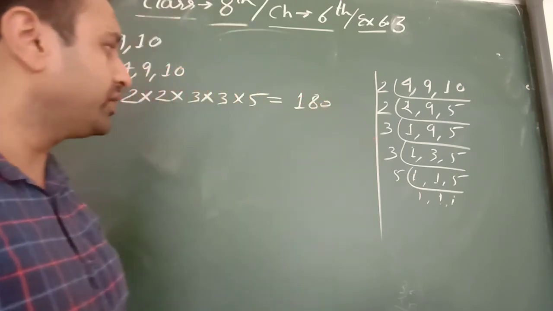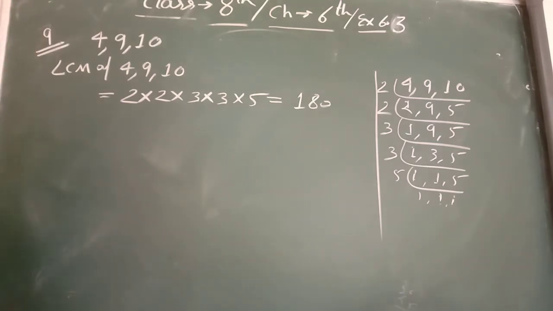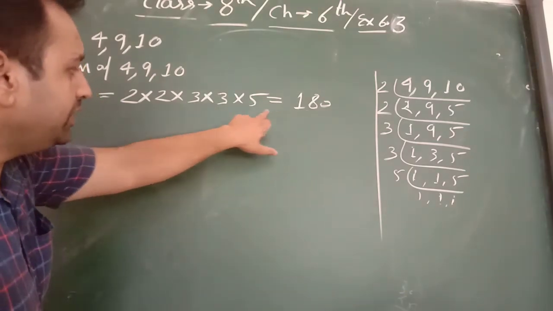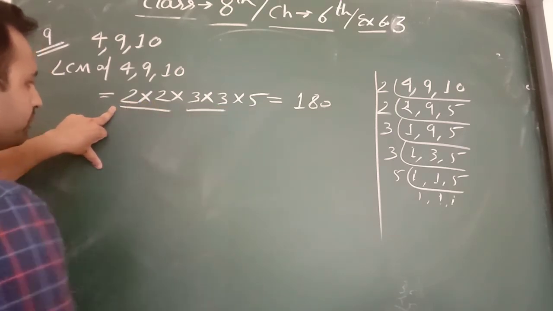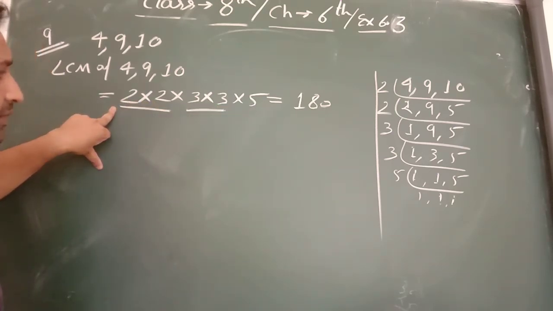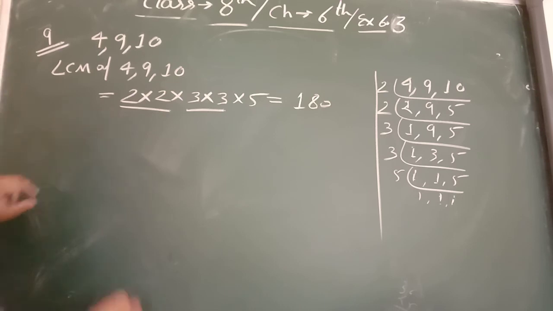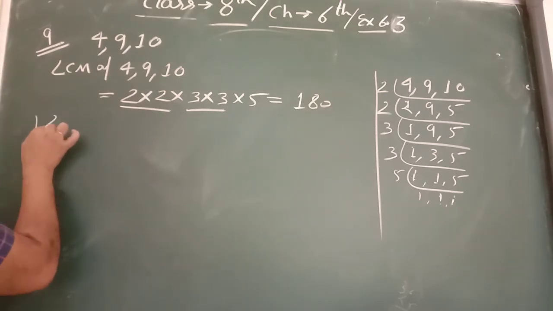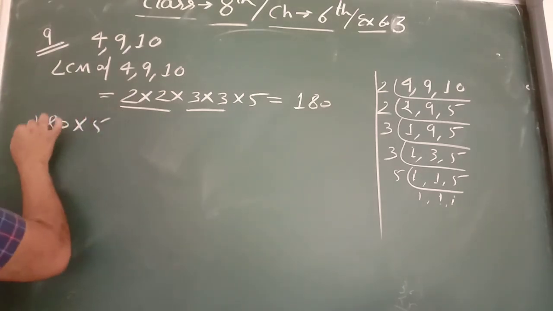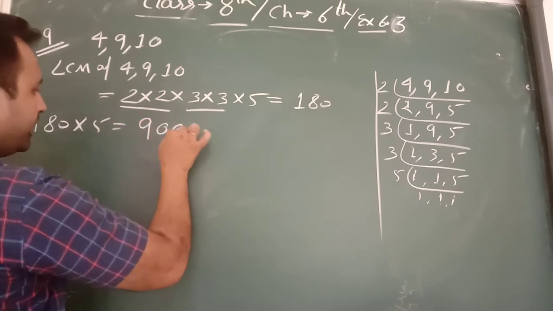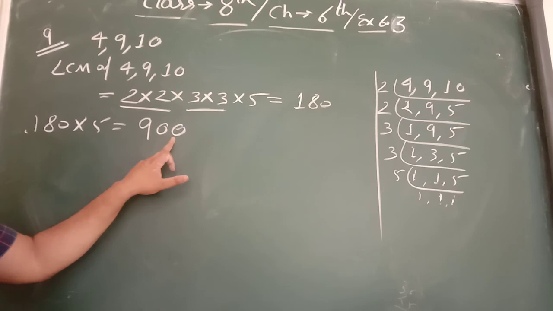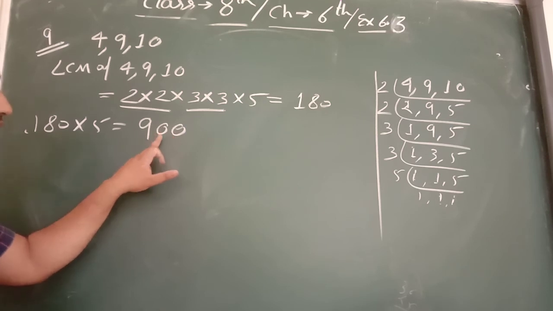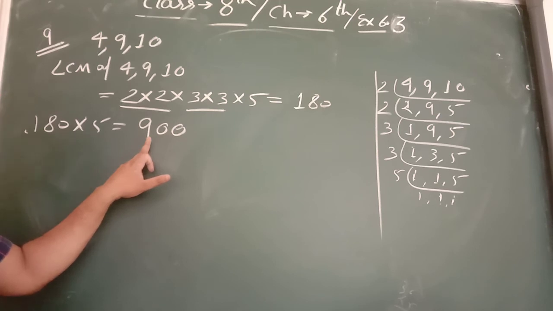So now we have to convert 180 into a perfect square. Take its prime factors. We notice that the pair of 2 and the pair of 3 are complete, but the pair of 5 is not complete. So we multiply 180 by 5 and the value is 900. And we know that 900 is a perfect square because there is an even number of zeros at the end, and 30 is its square root.